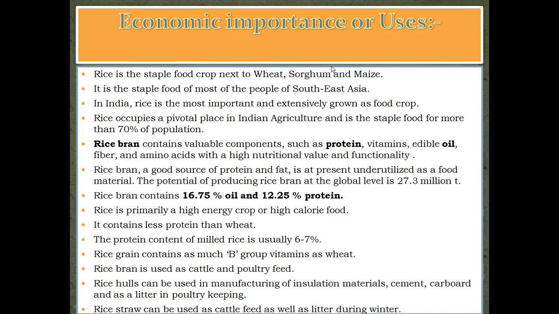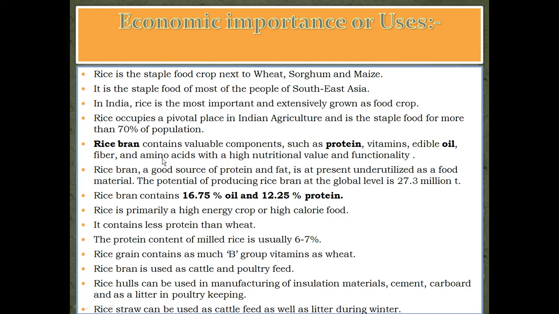Next one, the economic importance or the uses of rice. Generally, rice is a staple food crop next to wheat, sorghum, and maize. It is a staple food of most of the people of Southeast Asia. In India, rice is the most important and extensively grown food crop. As we all know, rice is the major and popular staple food used all over India. Rice occupies an important role in Indian agriculture as the staple food for more than 70% of the population.